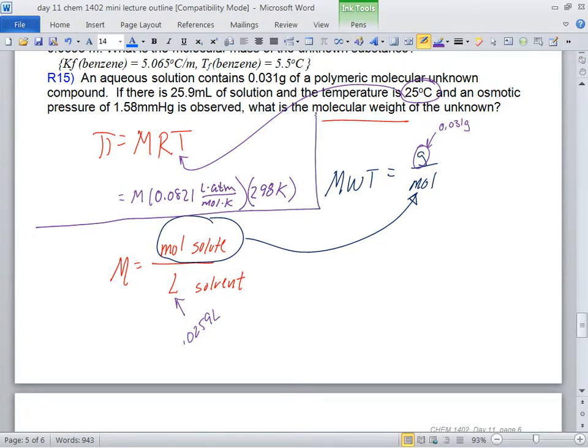And my osmotic pressure, oh, please be in atmospheres. Oh, it's not, right? So you're going to have to convert those millimeters of mercury into atmospheres and put that in for your pi. And it has to be in atmospheres because that's what the R is in. You don't have any choice.